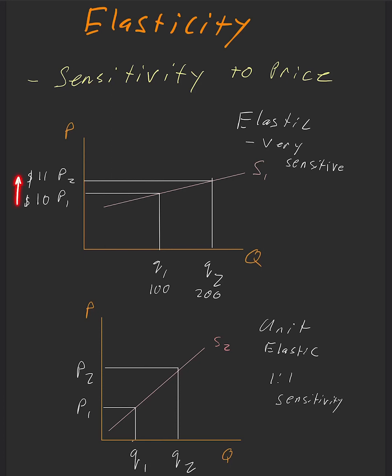Okay, so let's start with a very sensitive, what we call elastic, supply curve. If the price goes up a little bit and the quantity changes a lot, that means we're very sensitive to changes in the price, and the supply curve will be closer and closer to being flat. The classic elasticity is what we call unit elasticity. This is a 1-to-1 ratio. So if we have a 1% increase in price and we get a 1% increase in quantity, that is unit elastic, and that gives us this 45-degree line where there is the same size shift in price and quantity.